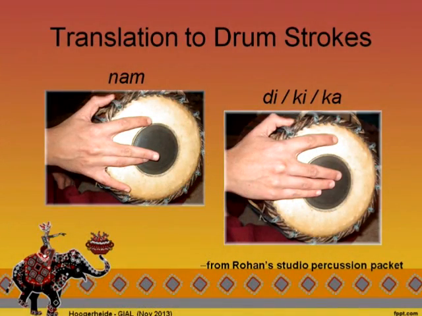Hold on, I want to show you one more thing before we go on. Here's an example of how they might translate some of these syllables into drum strokes. So num would be this particular hand-finger configuration on one head of the mridangam, that drum that I showed you earlier that Rohan plays. Or the, ki, or ka might all transfer into this other specific configuration.